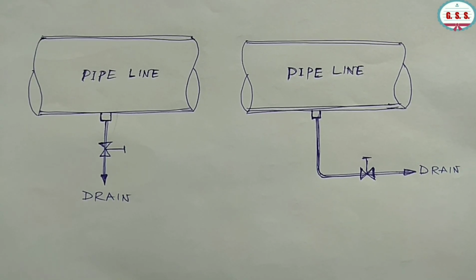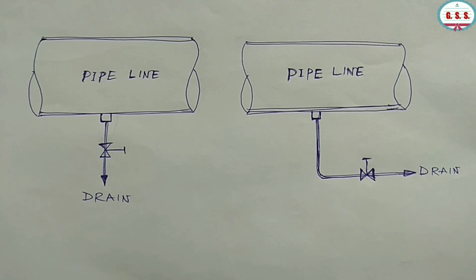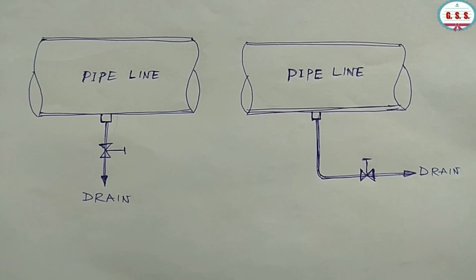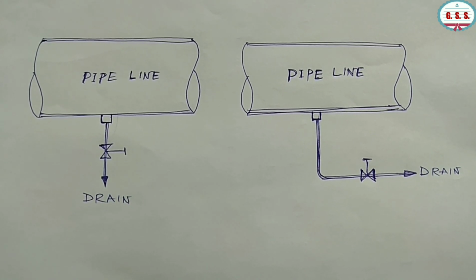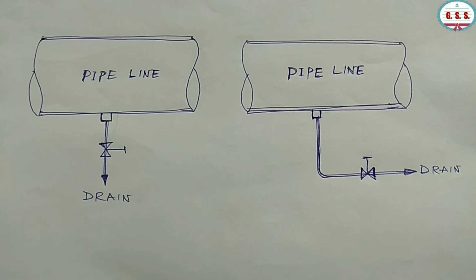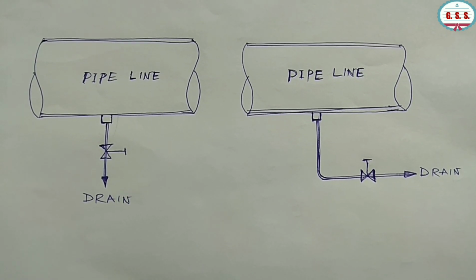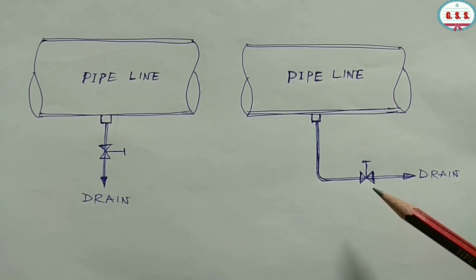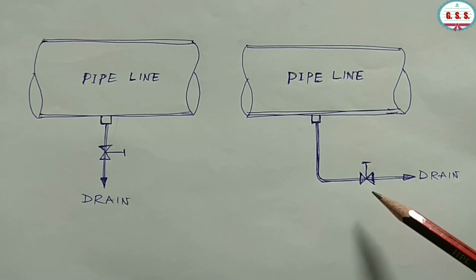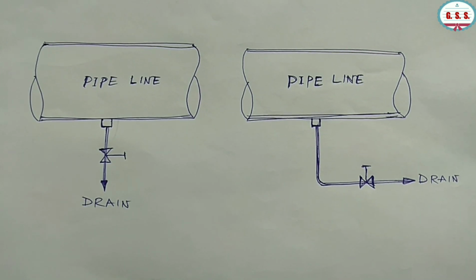Draining of pipeline is done to remove fluid or liquid from the pipeline inside before carrying out any maintenance or repairing work. Draining is normally done from pipeline bottom, and the drain valve can be on the vertical leg of the pipeline like this, or can be on the horizontal leg of the pipeline like this.